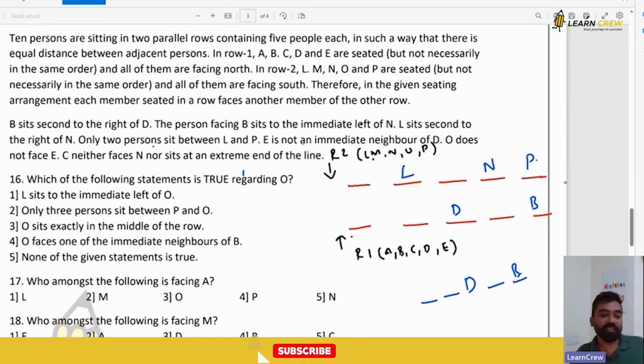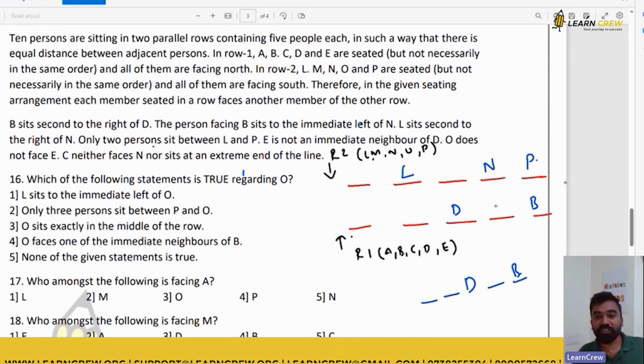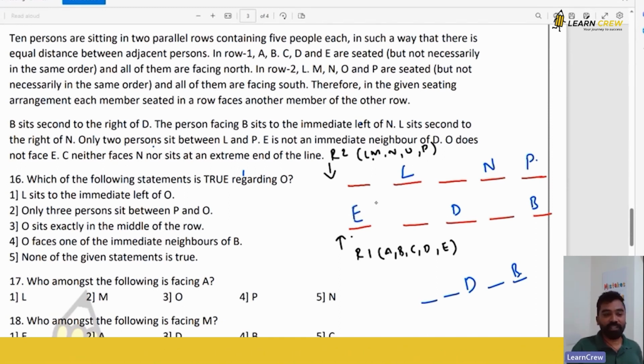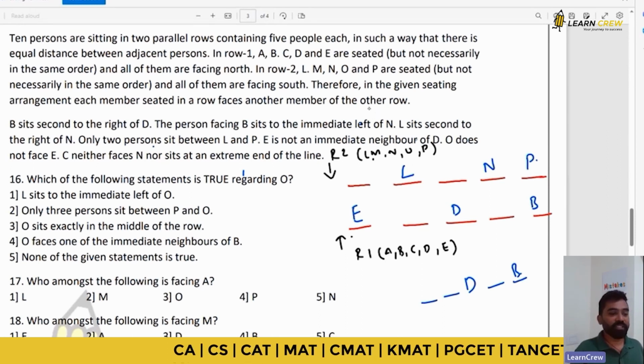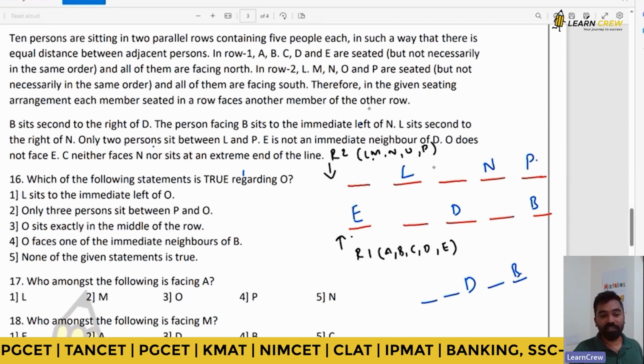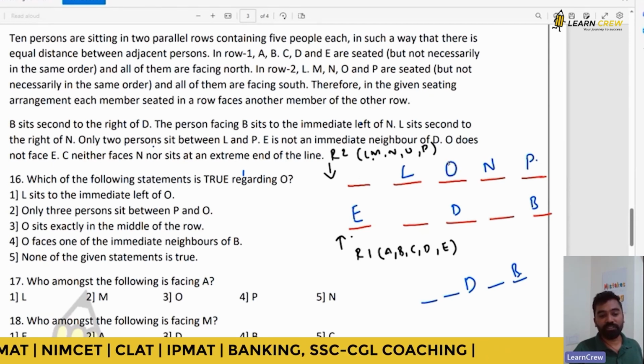Okay. E is not an immediate neighbor of D. Means E cannot sit here. The only place E can sit is here. E is not an immediate neighbor of D. So E cannot sit here. Next, O does not face E. So if O cannot be here, only possible option for O is here.